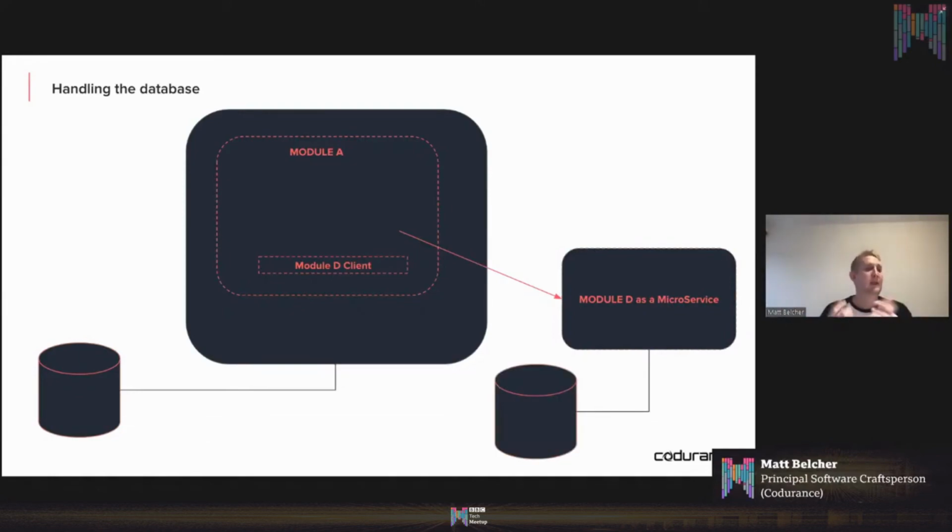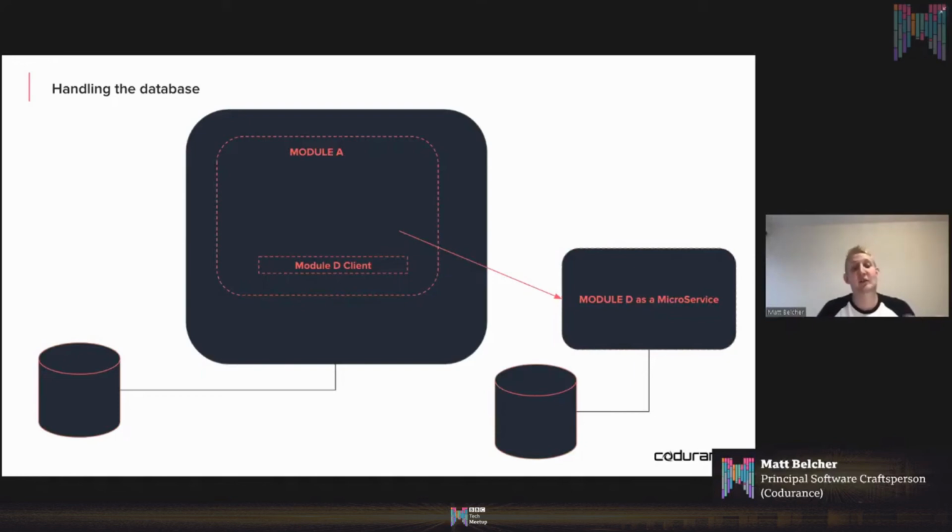But once we're happy with that, we can then move towards this pattern where module D has its own database, separate from the modular monolith, as a microservice. And the data that should be owned by our new microservice is all extracted out of the old database, if you like, into a new one, and only accessed by our new microservice.